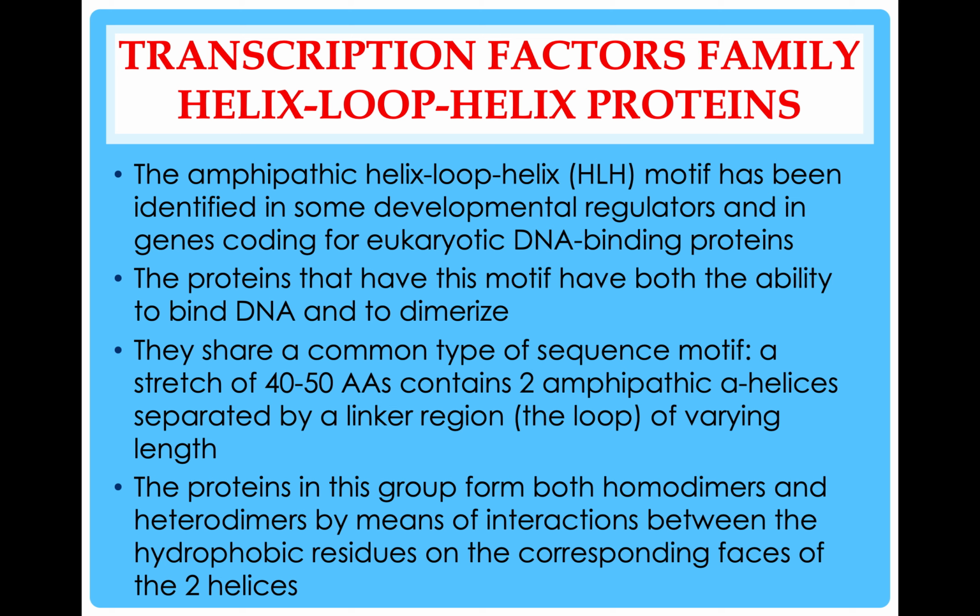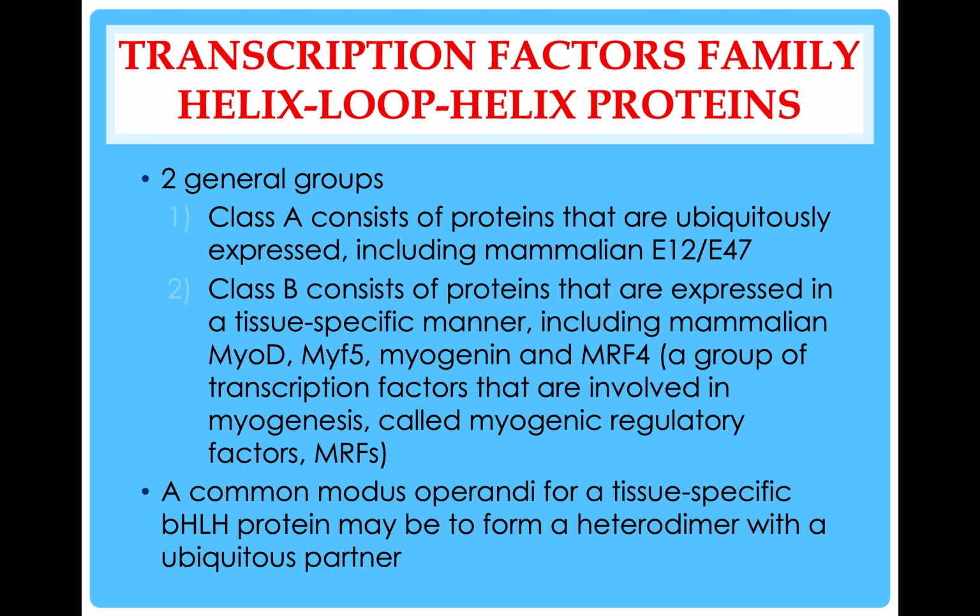So they could share a common type of sequence motif, okay, for example, a stretch of 40 to 50 amino acids containing two amphipathic alpha helices separated by a linker region, which is a loop of varying length. So proteins in this group, okay, helix-loop-helix proteins, form both homodimers and heterodimers by means of interaction between the hydrophobic residues on the corresponding faces of the two helices.